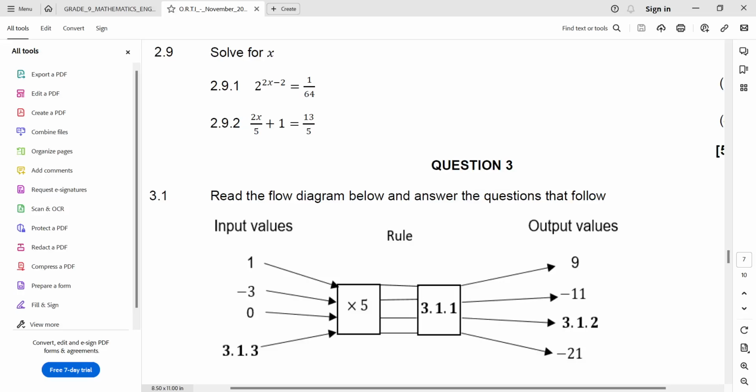Okay, good evening. Today we are going to continue with the solve for X from the question paper of 2023, Eastern Cape. I will start with the question of solve for X. The first one, which is 2.9.1, says 2 exponent 2x minus 2 is equal to 1 over 64. So we have to solve for X on this equation.